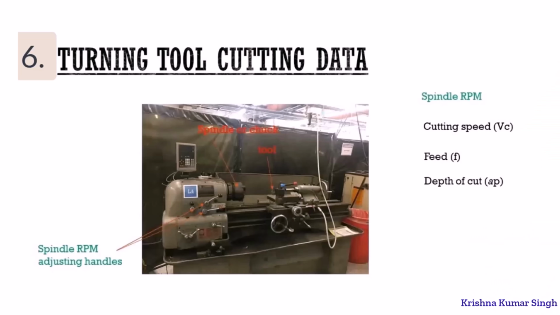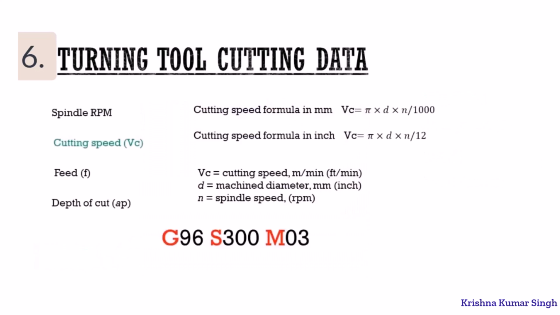Turning tools should operate within specific parameter ranges, and we will discuss them here. First, some definitions. Spindle RPM. RPM stands for revolutions per minute. So spindle RPM refers to how many revolutions the lathe spindle is making in 1 minute.